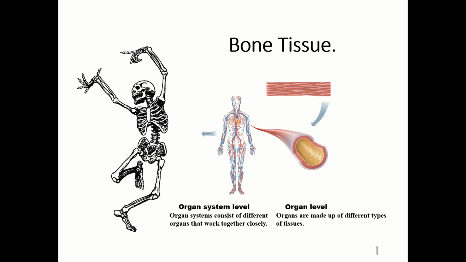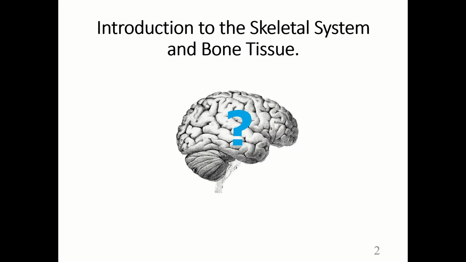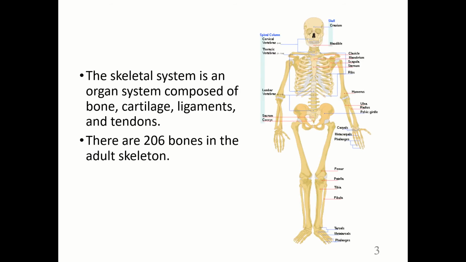This lecture is on bone tissue. The introduction to the skeletal system and bone tissue. The skeletal system is an organ system composed of bone, cartilage, ligaments, and tendons. There are 206 bones in the adult skeleton.